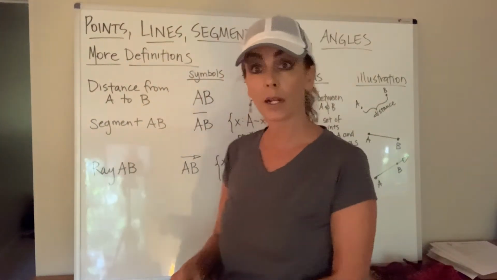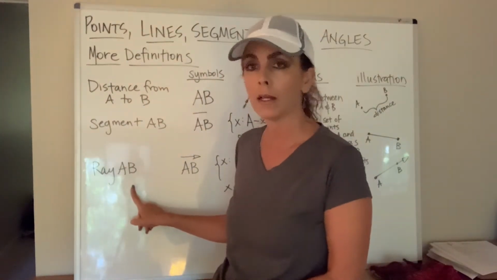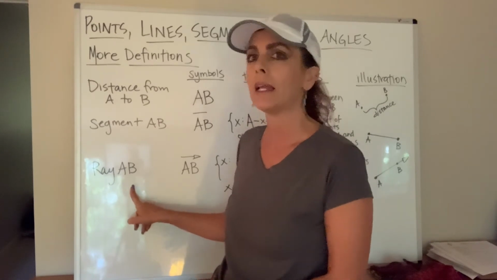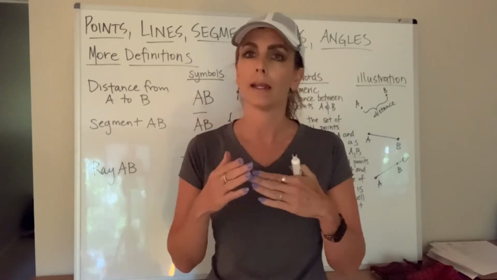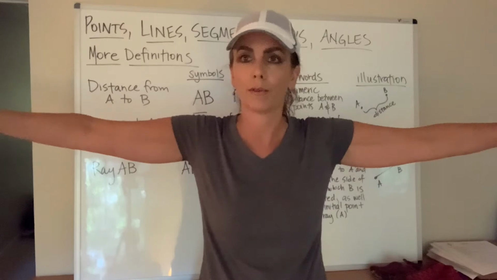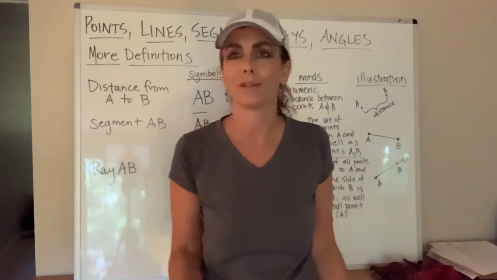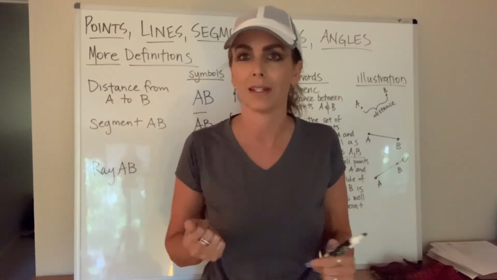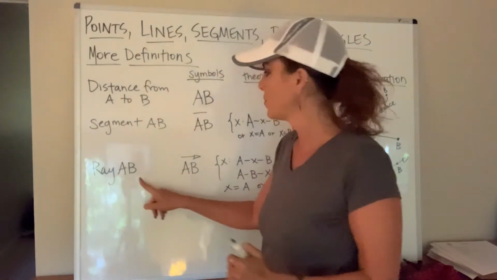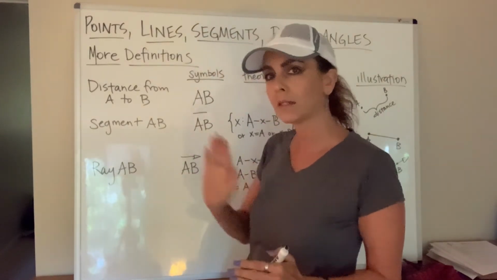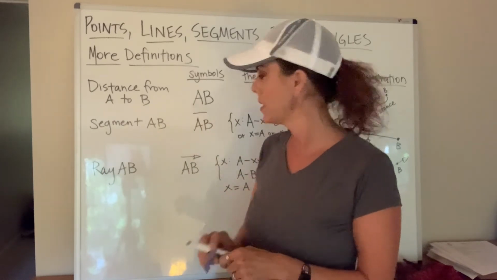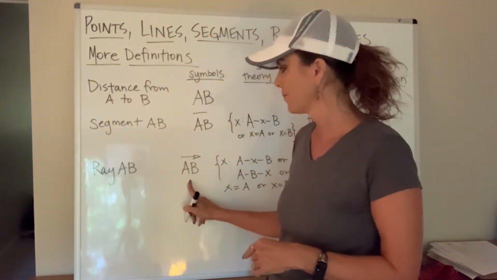Okay, so next we're going to deal with ray AB. And a ray is a funny thing. It's almost like you take a line that goes infinitely in both directions and cut it somewhere. I would say cut it in half, but there's no really half of something that's infinite, right? So when we're talking about one side of a line, it looks like this.